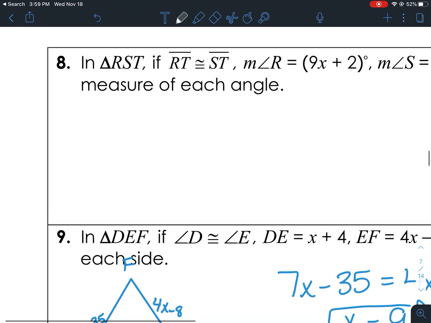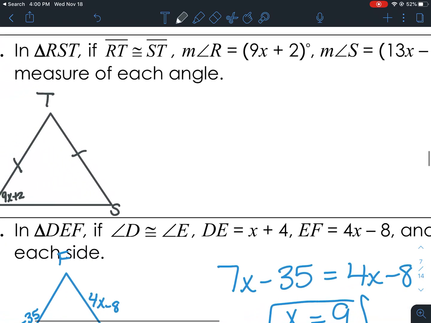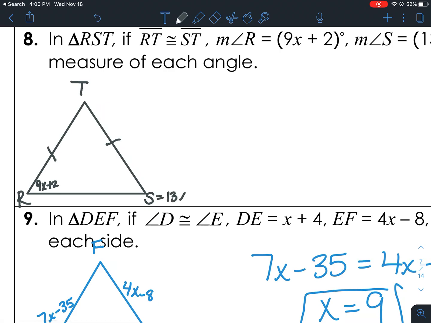All right, so for 8, we are going to make our triangle. All right, so there's my perfect triangle. I know that R, S, and T, it doesn't matter where you label them. It's telling me that RT is the same length as ST. They're telling me angle R is 9x plus 2. They're telling me angle S is 13x minus 18. And they're informing me that angle T is 17x plus 1.